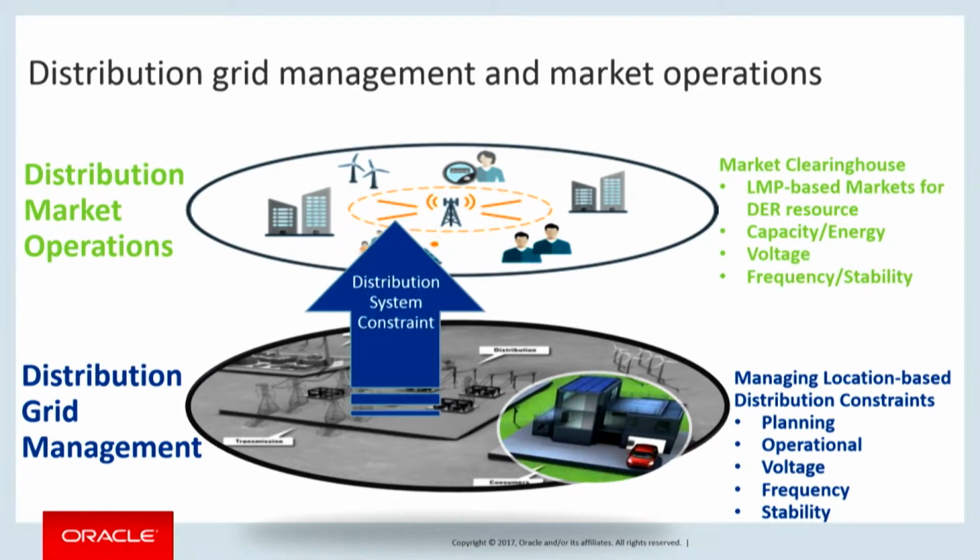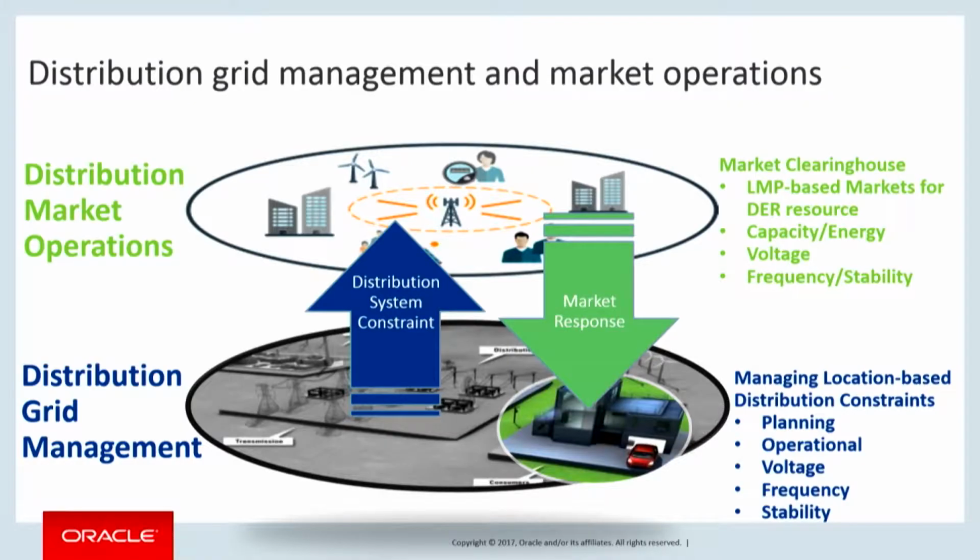And then the distribution market operations would be the new application, based on locational marginal price. We've been hearing throughout the day about the need for locational marginal price down to the distribution connection points. That would provide markets for distributed energy resource participants. It would be a market based on capacity, energy, as well as voltage, reactive power, frequency and stability.